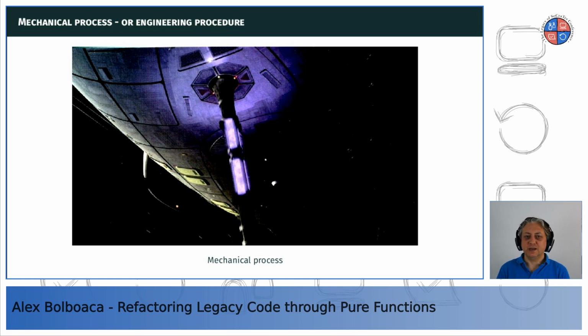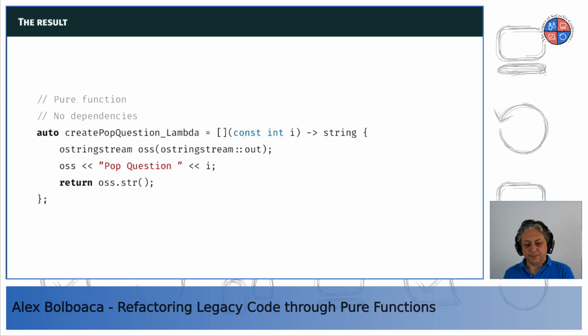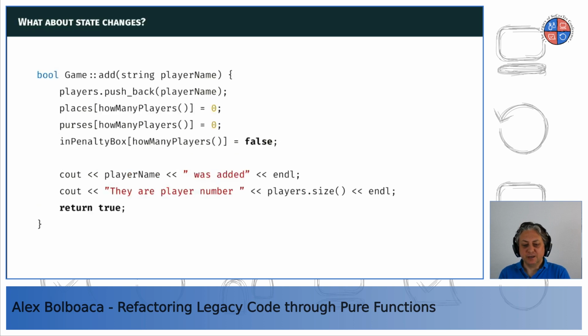And so in this manner, it's just little by little separating the pure part from the impure part. Okay, so the result is pure function, no dependencies. I can move this anywhere I want. It's a free kind of a function. Okay, now this was, let's say, an easy example. What about another type of problem? What if the function that we are dealing with makes a state change? So let's see what we can do here.